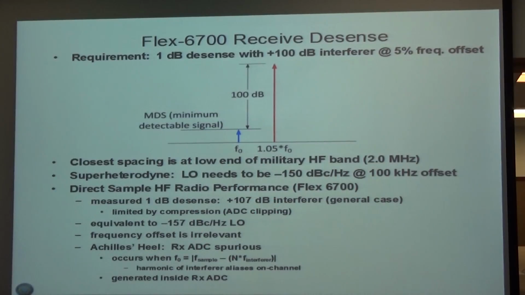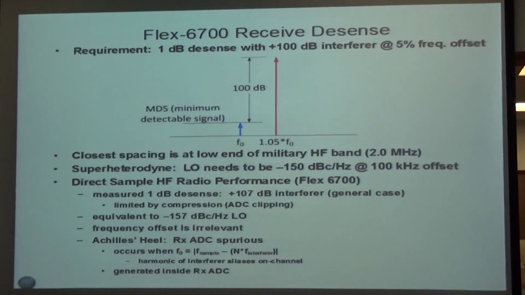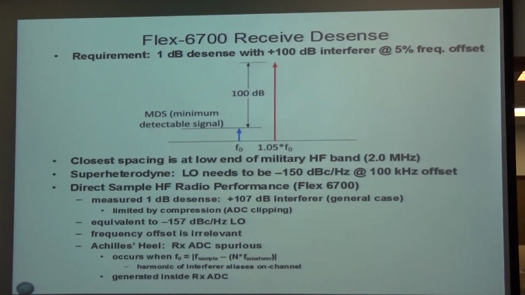Well, no matter where I move that interferer in frequency, I still get the same performance, except when I run into a case where the interferer starts revealing the Achilles heel of an A to D converter, which is its spurious performance. And what I mean by that is this. If I have a signal that goes in an A to D converter, even if in hardware I filter it so there's no harmonics of that signal. It's clean, just a single tone.